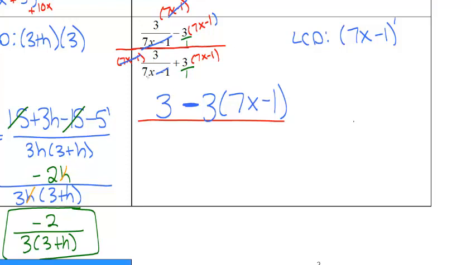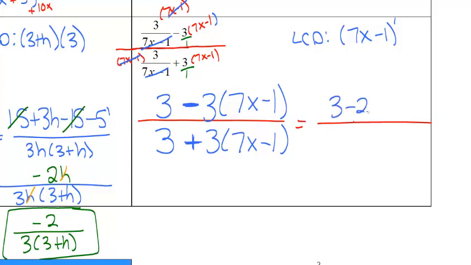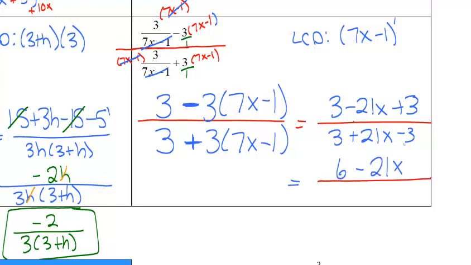In the denominator, the first fraction, the 7x minus 1 divides out, and you're just left with 3. Then we have a plus. Nothing divides out on the last fraction, 3 times 7x minus 1. We're going to distribute and combine like terms if we can. 3 minus 21x plus 3 over 3 plus 21x minus 3. In the numerator, when we combine like terms, we get 6 minus 21x. And in the denominator, the 3's divide out, and I'm just left with 21x.